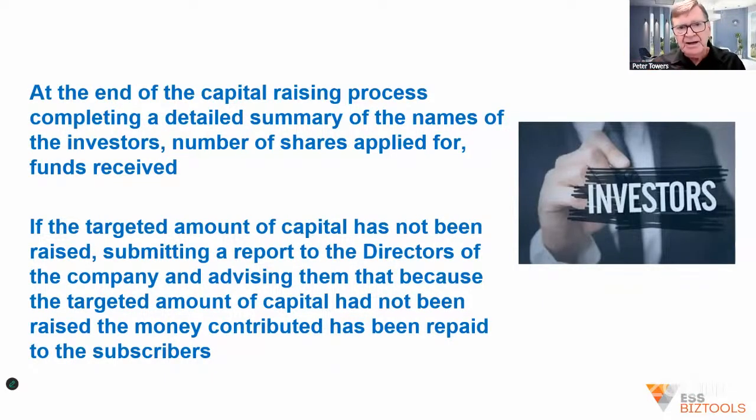If the targeted amount has been raised, as I said, a list of the shareholders then goes to the company. The company secretary then has to produce the share certificates, etc. The money received, let's say it's the $1 million, and let's say the fee has been set at 7.5% of the capital raised. That's what's been negotiated and contracted. So $75,000 would be deducted, and $925,000 would be deposited by the intermediary into the company's nominated bank account.